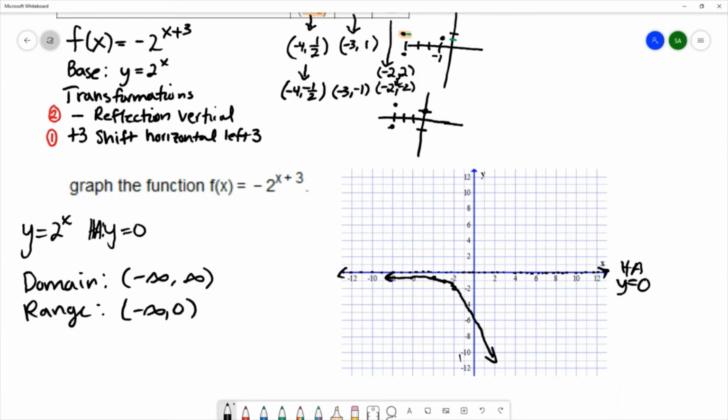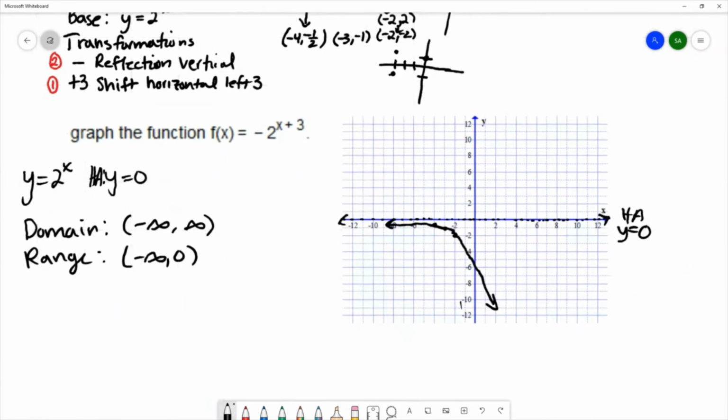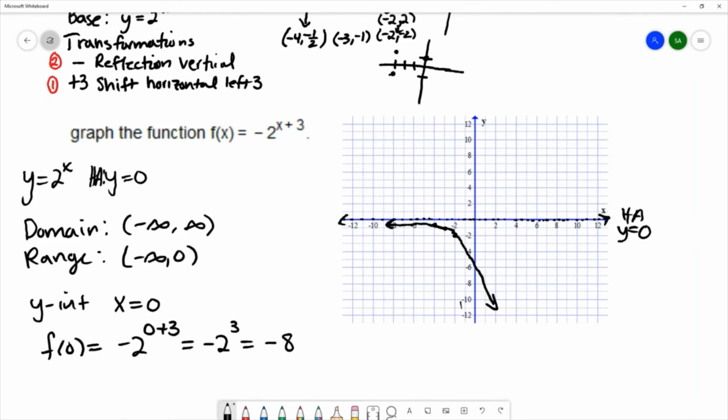The next thing we want to do is find the y-intercept. You find a y-intercept by letting x equal 0. So I will substitute a 0 into our function. f of 0 is negative 2 to the 0 plus 3. That's negative 2 to the third power. And 2 to the third power is 8, and we carry that negative over. So we have a y-intercept at (0, -8).